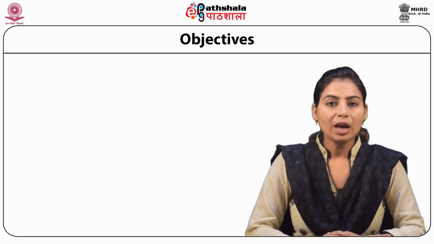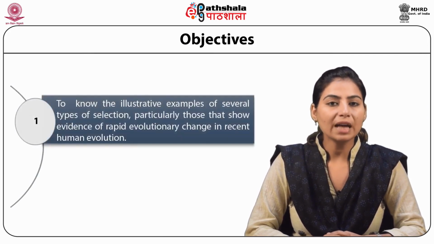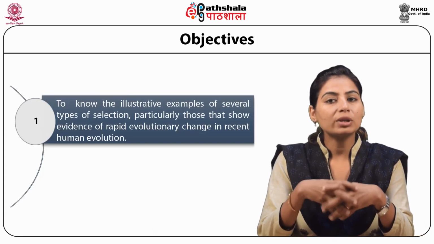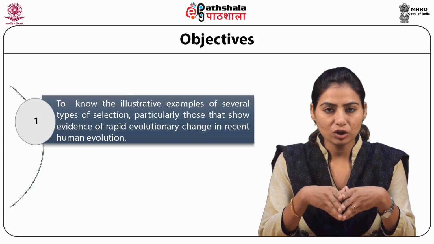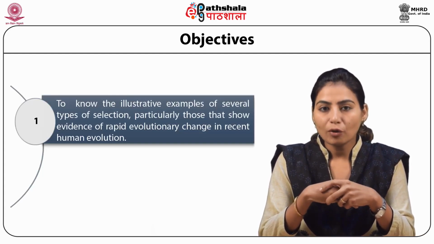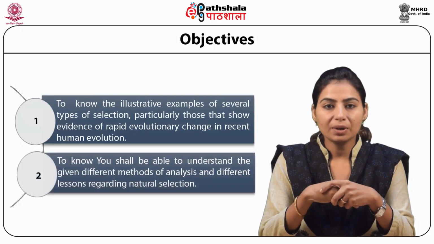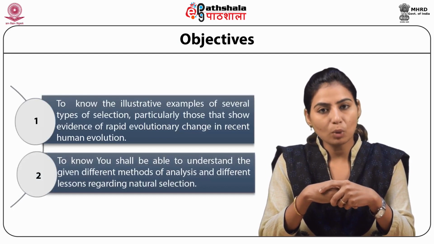In this module, we will be showing you illustrative examples of several types of selection, particularly those that show evidence of rapid evolutionary change in recent human evolution. By the end of this module, you will be able to understand how natural selection works at the population level.